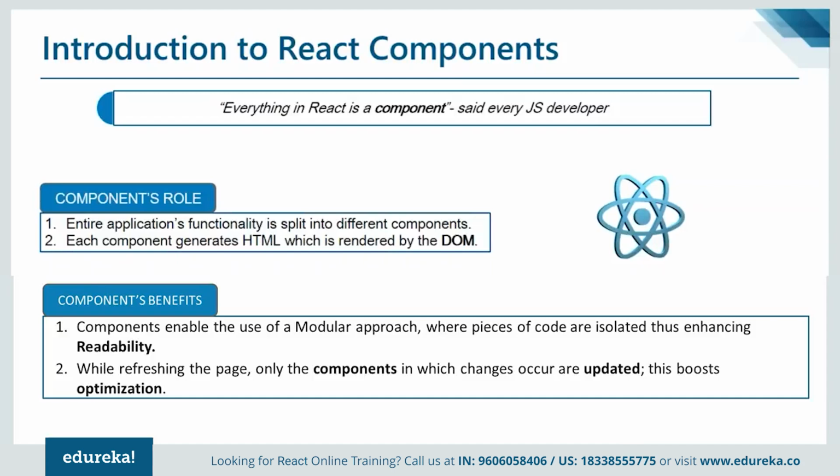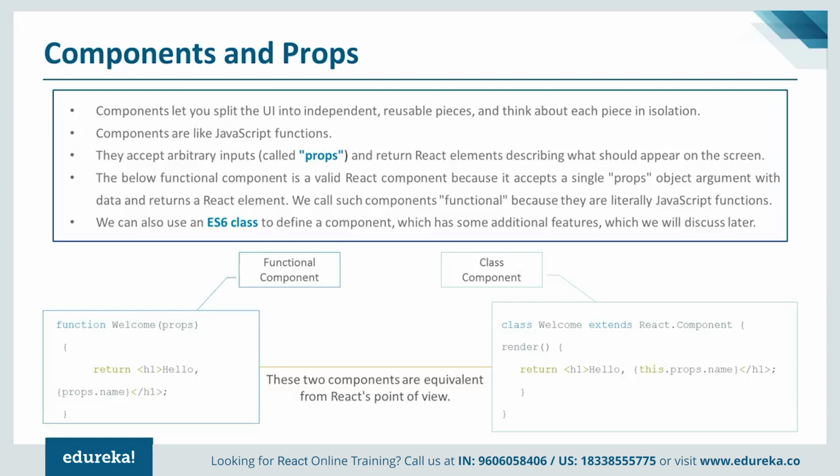So let's talk a little more about components and props. As I said, components let you split the UI into independent and reusable pieces. They accept arbitrary inputs, which are called props. Now there are two types of components. One is the functional component and the other is the class component. The functional component is the one where we use functions, and the class component is the one where we use classes. Here is an example of the functional component where we are declaring a function called welcome, and it is taking the input parameter called props. Likewise, we have a class component. The class component extends React.Component, which is a feature of the ES6 class, and there are additional features which we are going to see and discuss later.